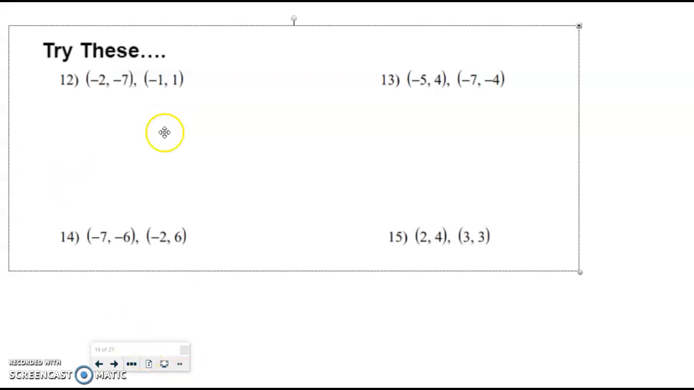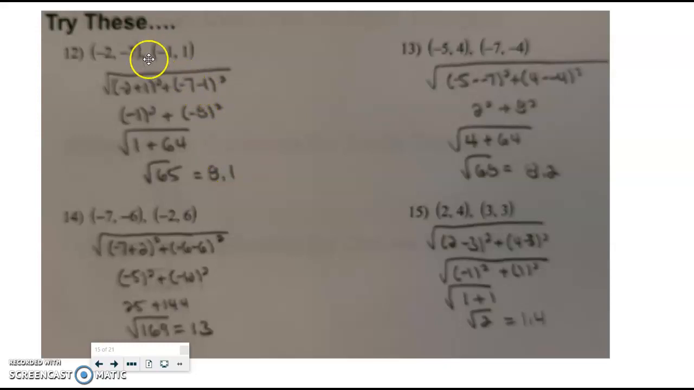All right, guys, so you were looking at these four, and hopefully you got something like this. For number 12, you got 8.1. -2 minus -1 does get me -1. Squared is 1. -7 minus 1 is -8. Squared is 64. Notice I said positive 64, not negative 64. Remember, whenever I square a negative, it always becomes positive. So I do get 8.1 for that one.